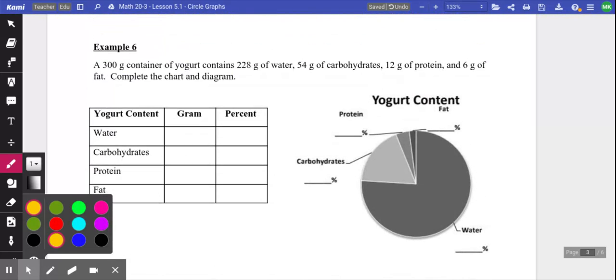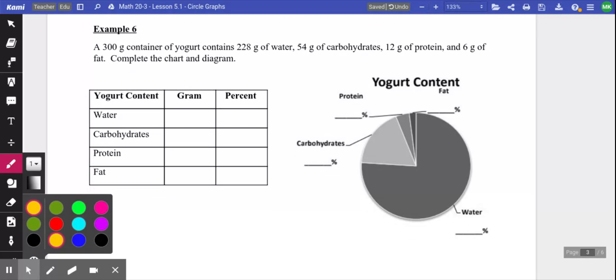Cool. We have another one here. Let's see if we can do it. It says a 300-gram container of yogurt contains 228 grams of water, 54 grams of carbs, 12 grams of protein, and 6 grams of fat. Complete the chart below. Okay, let's complete this chart. We're looking for grams of water. So it told me there was 228 grams of water.